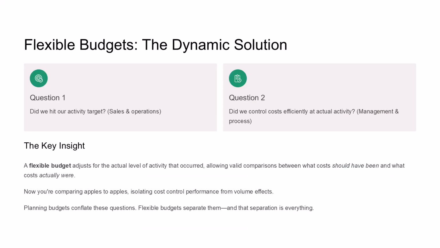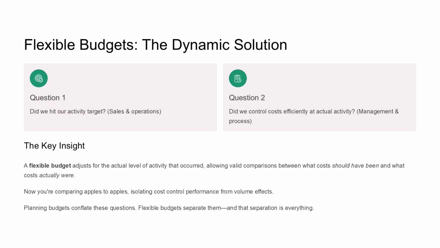Flexible budgets, the dynamic solution. A flexible budget adjusts for the actual level of activity that occurred, allowing you to make valid comparisons between what costs should have been and what costs actually were. This is the solution to the apples to oranges problem.